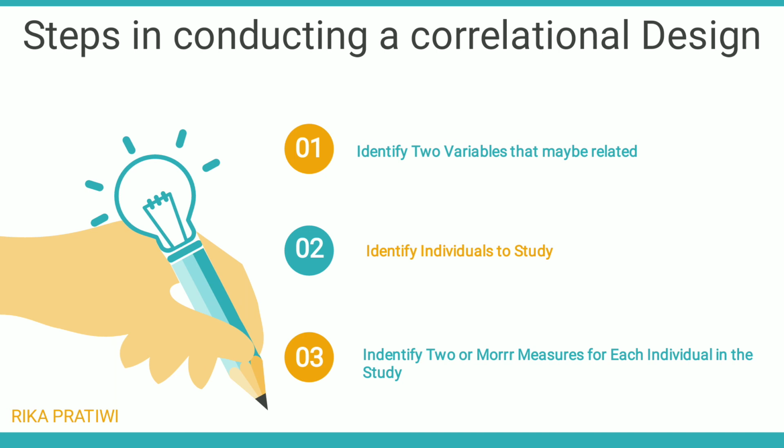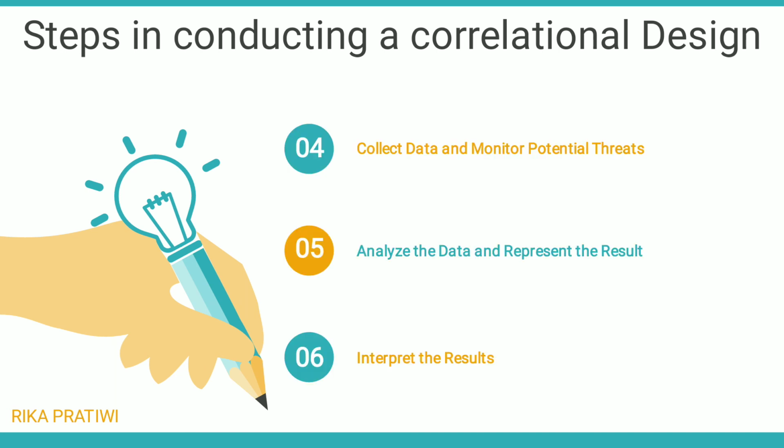We can obtain permissions from publishers or others to use the instrument. Typically, one variable is measured on each instrument, but a single instrument might contain both variables being correlated in the study. The fourth step is to collect data and monitor potential threats. Two data scores are collected for each individual until we obtain scores from each person in the study.